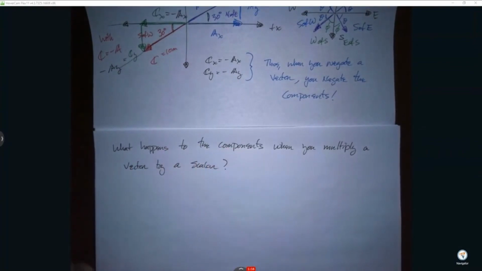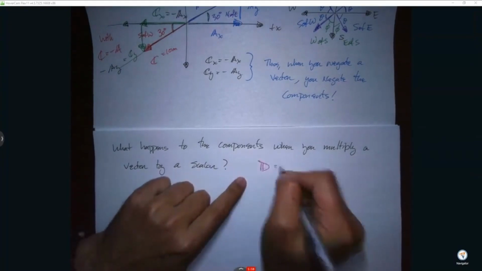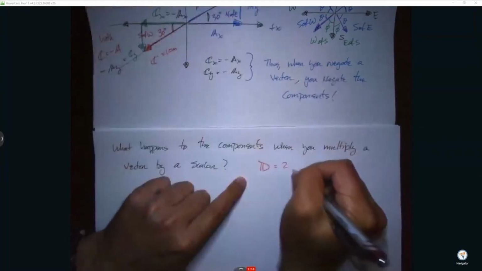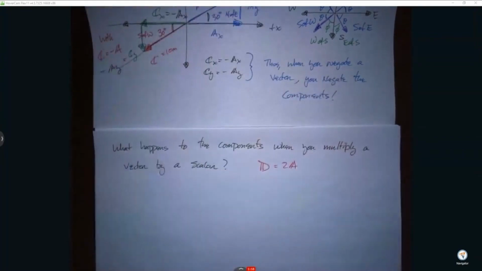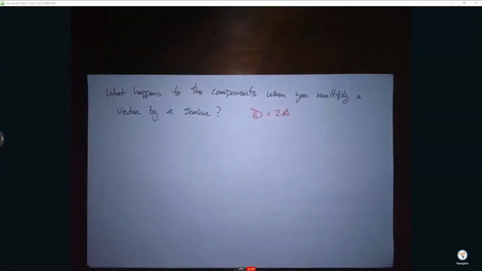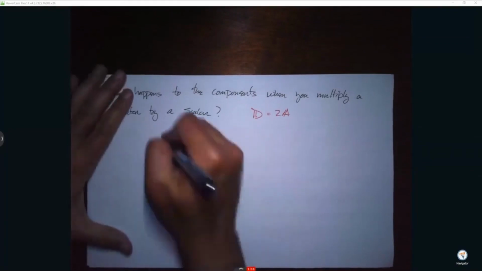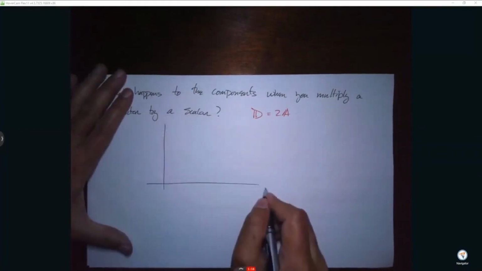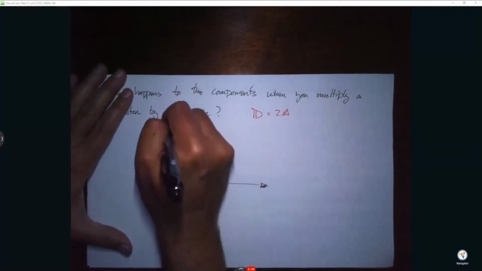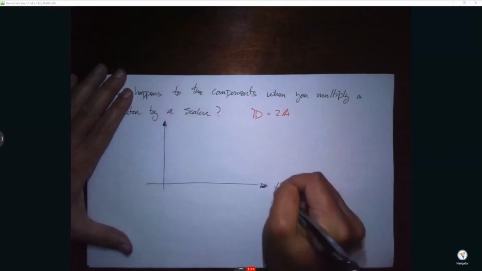Okay. So let's go in and state that vector D, because I already used C here, let's say it's twice A. Something nice and simple. Okay, so we'll start off with our vector A like we had it before. And then I'm going to say vector D is just twice vector A. And we're going to try to figure out what's going to happen to the components.